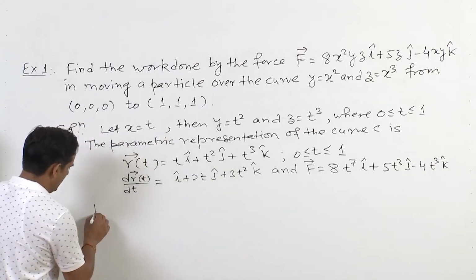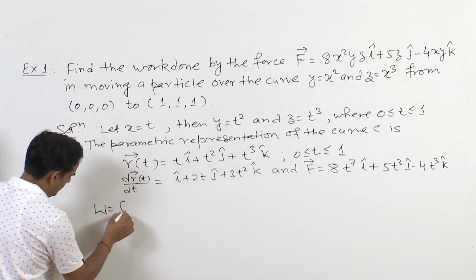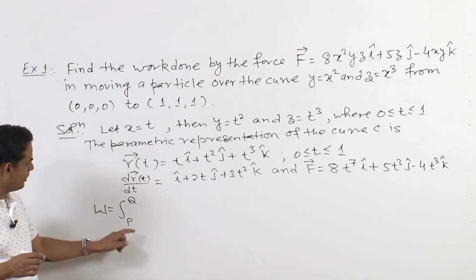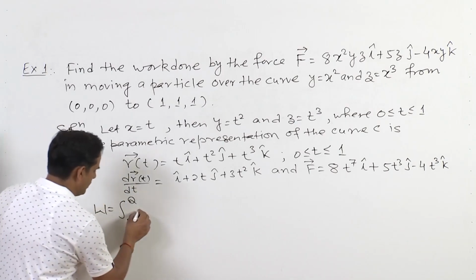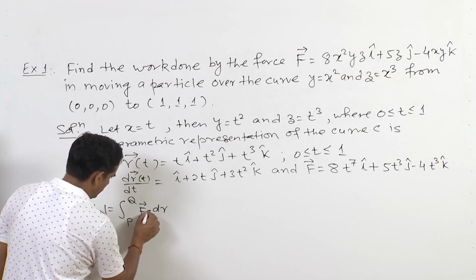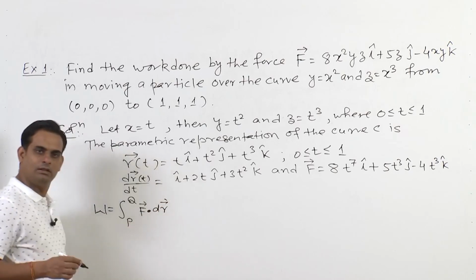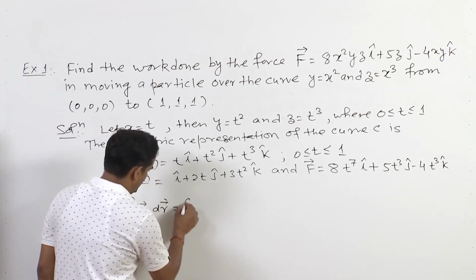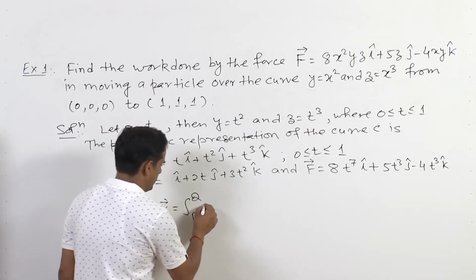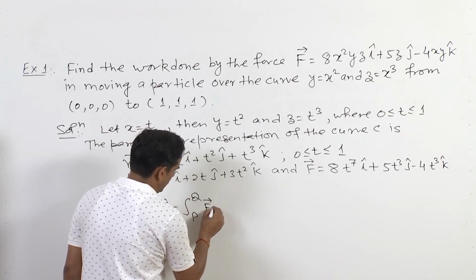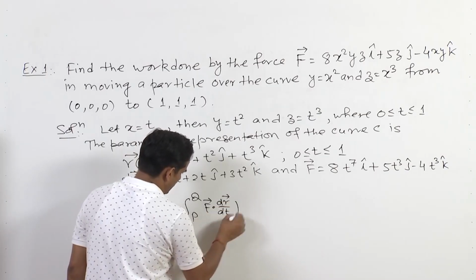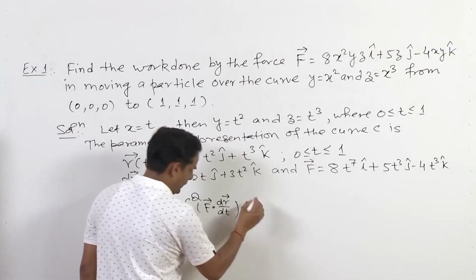So, now the work done is given as, from the point P to Q, the line integral, that is F dot dr. So, it will become the integral from P to Q of F dot dr over dt into dt.